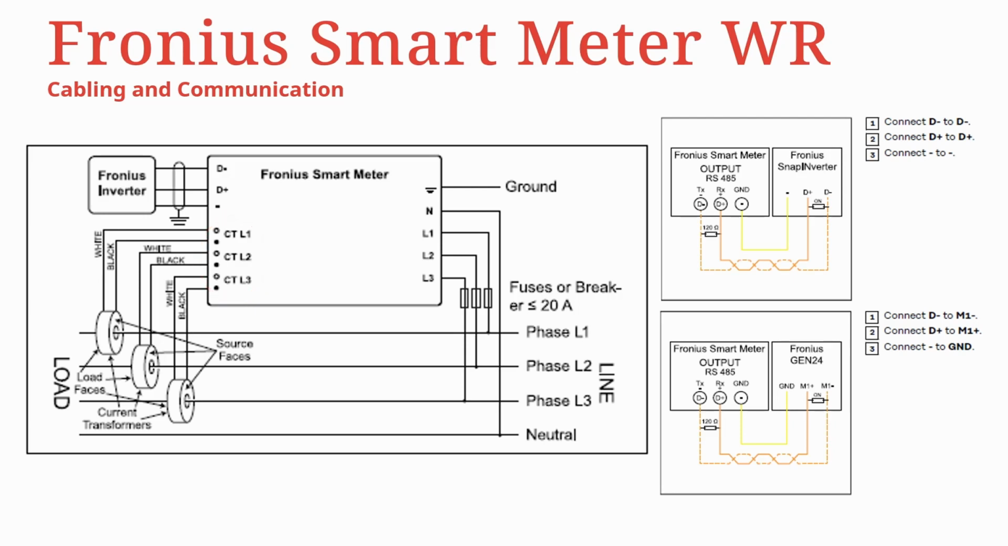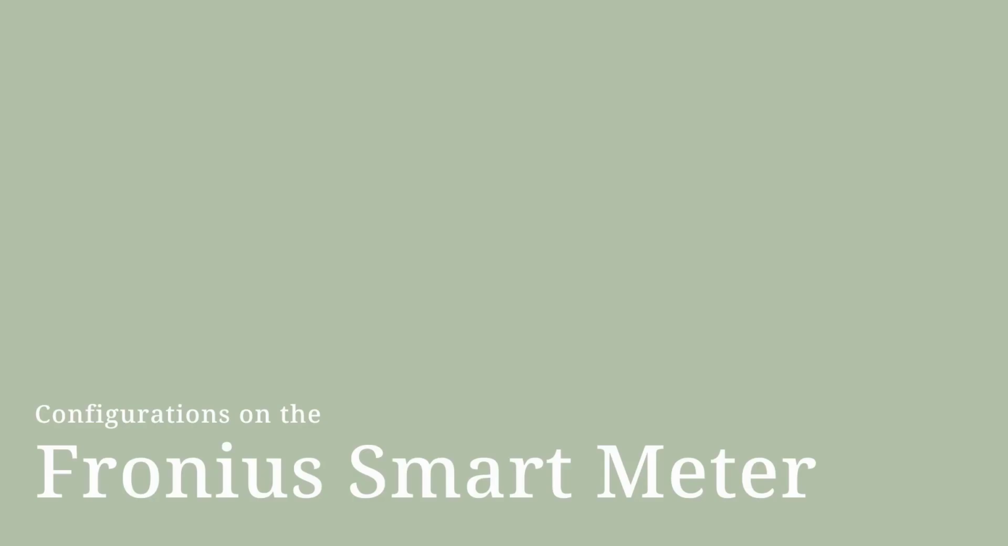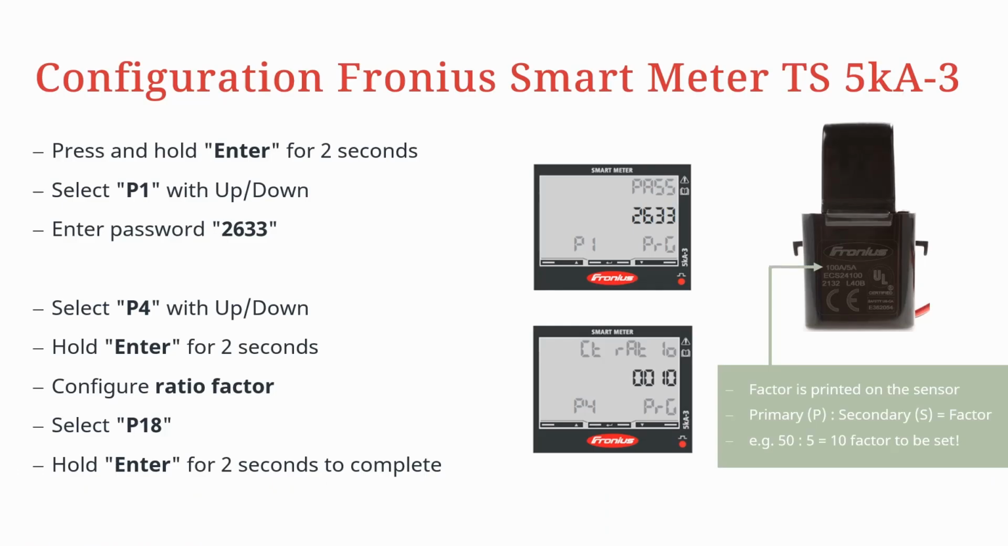And for the data communication, you see these 2 pictures on the right side. The top one is for the SnapINverter. Here you connect D minus to D minus, D plus to D plus, and minus to minus, like it is shown in the picture. And for the data communication at the Gen 24, you connect D minus to M0 minus, D plus to M0 plus, and minus to ground. So you can see the connection is very simple at this smart meter. And of course, after connecting the smart meter, it is important to set the transformation ratio correctly. And we will now look how to do it.